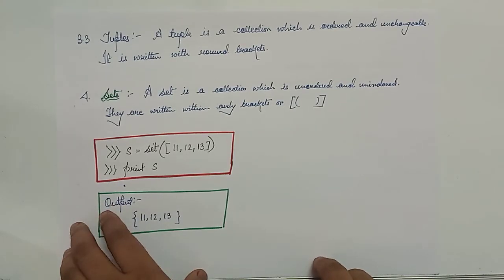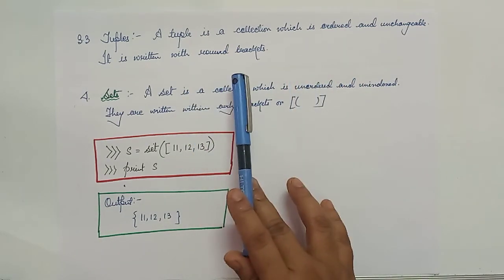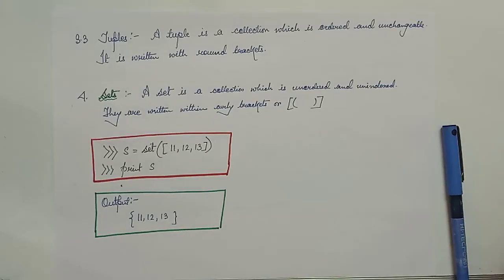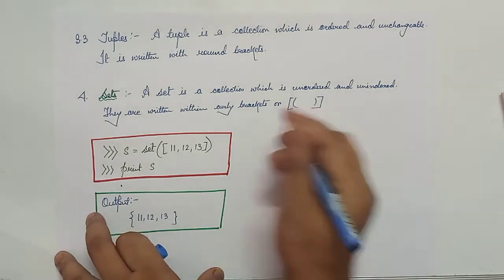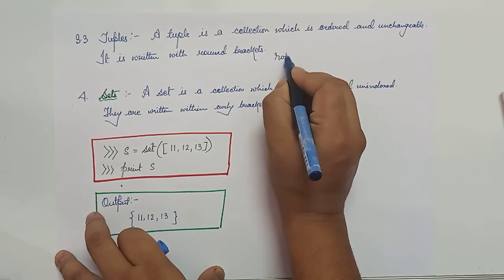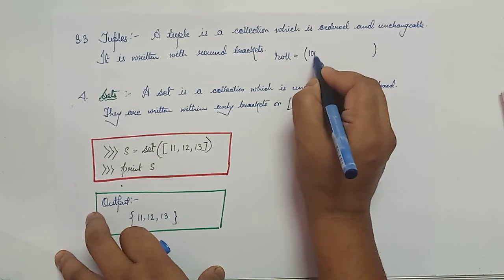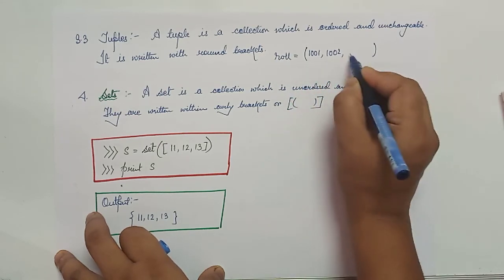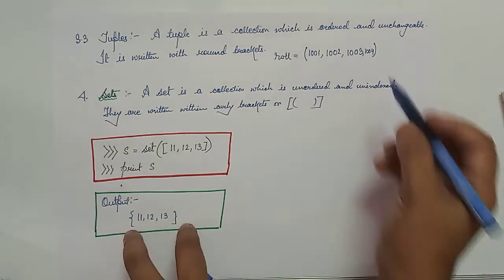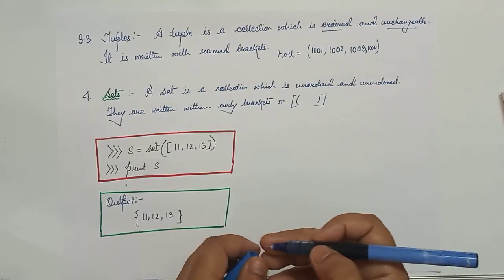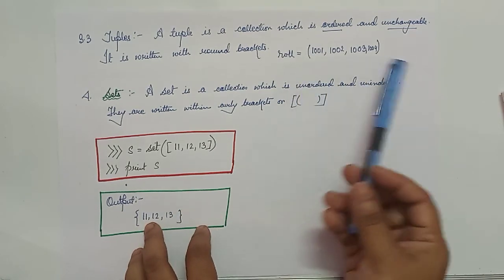Next, the third kind we have is the tuple. A tuple is a collection which is ordered and unchangeable. It is written within round brackets. For this, let's take an example. Roll equals, written within the round brackets, 1001, 1002, 1003, 1004. So this is the tuple. It is ordered and unchangeable, that is, immutable, and it is written within round brackets.